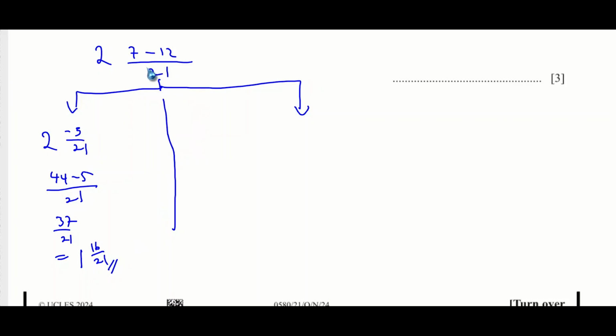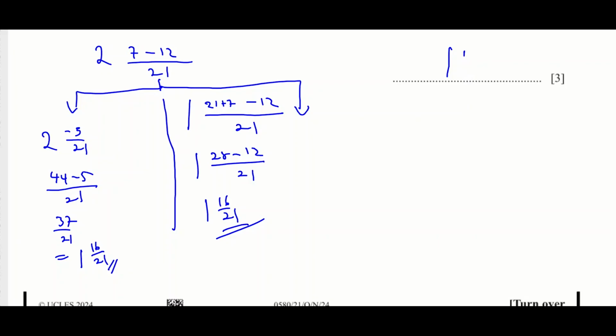So this is one way. Or here, since this is a smaller number, you borrow 1 from 2, you'll be left with 1 whole. The one you borrowed is equivalent to the denominator, so that will be 21. 21 add 7 minus 12 over 21. So this will be 1 whole, then 28 minus 12 over 21, so 1 whole 16 over 21. So you can use any one. So 1 whole 16 over 21, but I prefer this straight away.